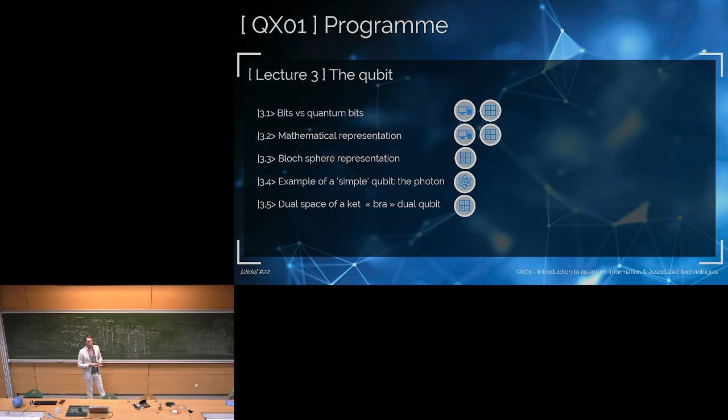Then we will have to talk about mathematical representation, because these quantum bits are particular mathematical objects. So we have to see how to represent them mathematically. So there are rules. We're just going to apply some rules. We will show a particular representation, which is the so-called Bloch sphere representation, which is a geometrical representation of a qubit, and it's used quite a lot. It's a very nice, very elegant way of representing a qubit. So we will see that as well.